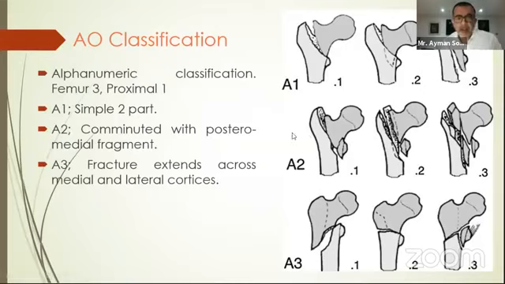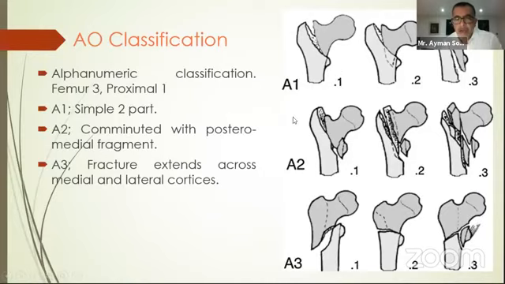So it's an alphanumeric classification where the femur is bone number 3, proximal is 1. So A1 is 2-part fractures, and this is subdivided to a simple trochanteric fracture, A11, those who extend into the greater trochanter and with a bit of more displacement are A12. Those who extend inferiorly beyond the lesser trochanter is A13.